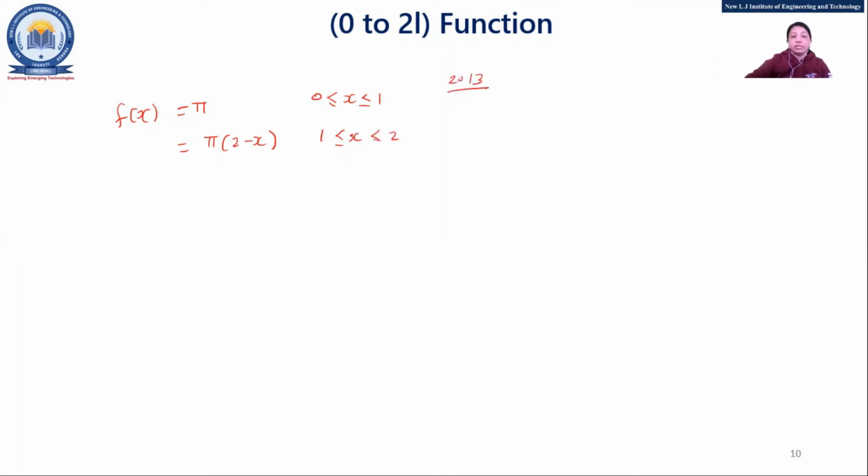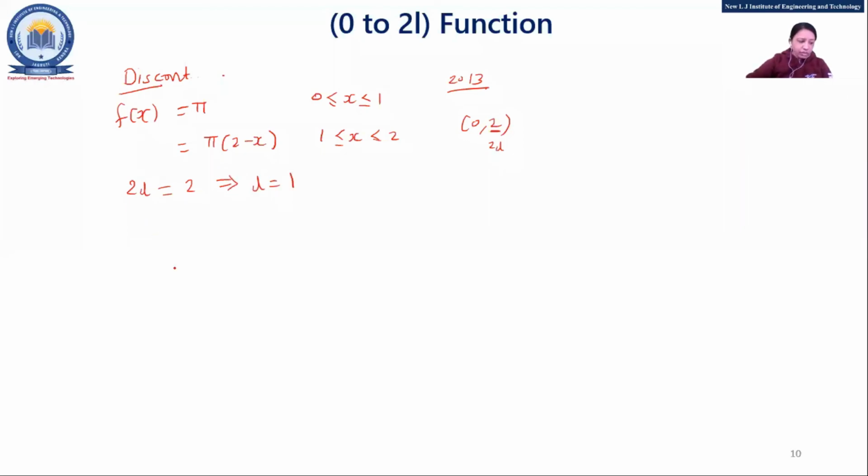This is what? 0 to L, that means 0 to 2L. But it is a discontinuous function, right? Why? Because it is having two values, but they are finite, so it is discontinuous. Now what is my 2L? 0 to 2L, so 0 to 2. So 2L equal to 2, so obviously my L equal to 1.